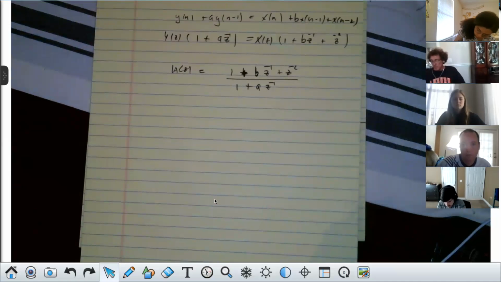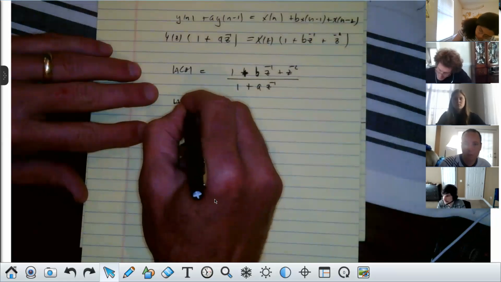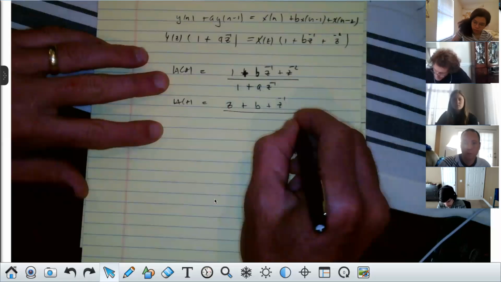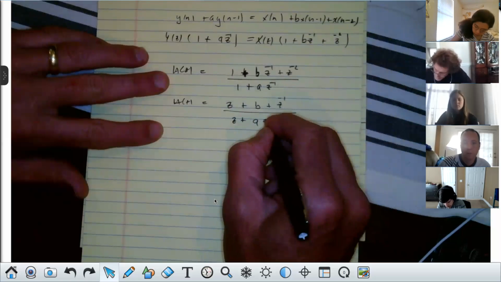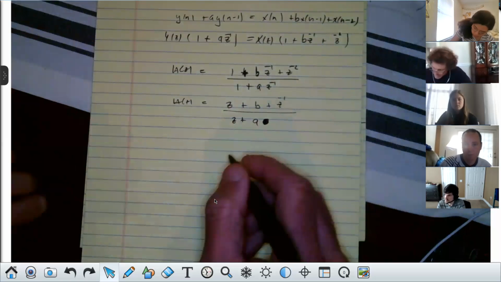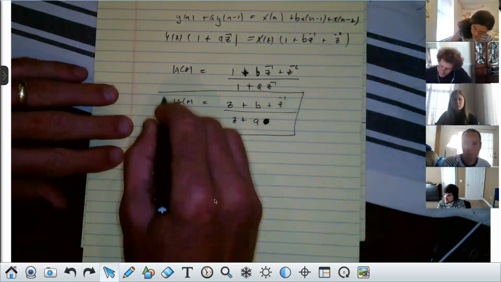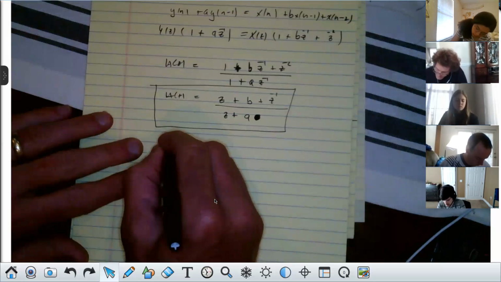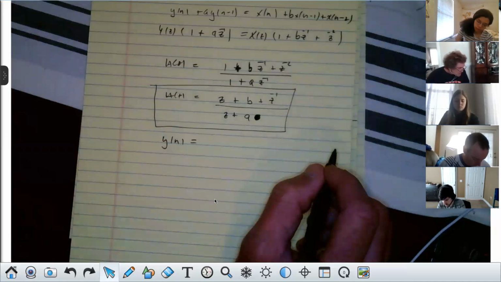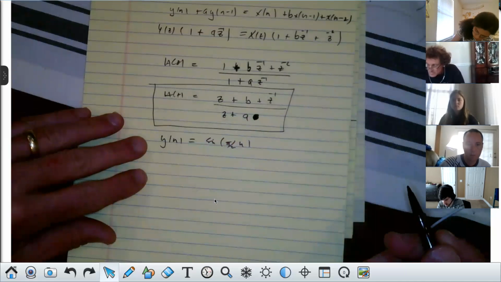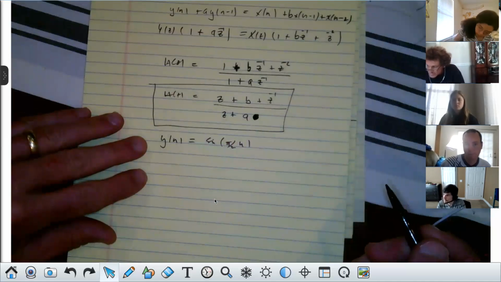Now I multiply top and bottom by z. That's a legal operation. So now I have h of z is z plus b plus z to the minus 1, over z plus a. Agreed? And now I make this comment. Leave that right there. What he wants is for you to find a and b such that y of n will be equal to sine of pi over 2 n, right? Is everybody with me on this?